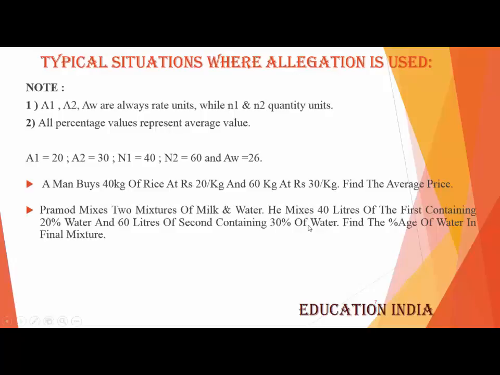20% water and 30% water, they represent the average of the mixture present in container A and container B. So this represents A1 and A2. That is, A1 should be 20 and A2 should be 30.